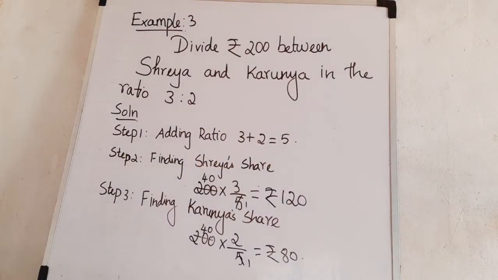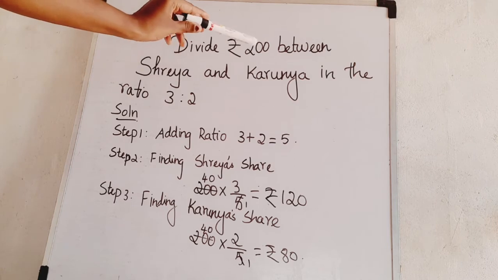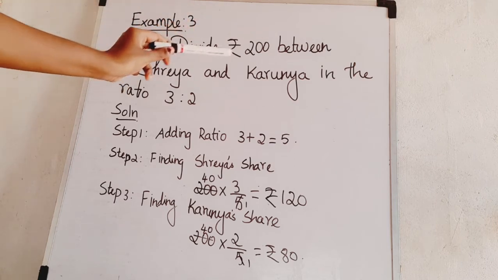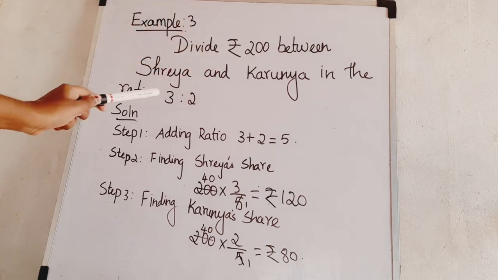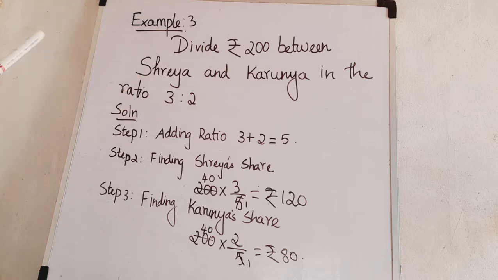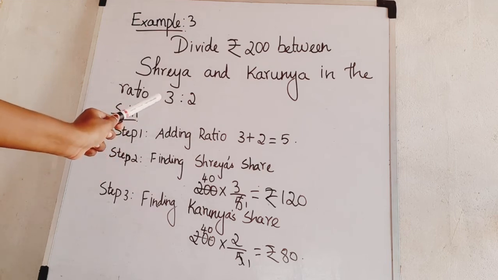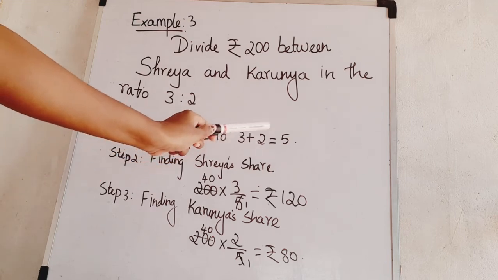So the next one is example 3. Divide rupees 200 between Shreya and Karunya in the ratio 3:2. First, you have to add the ratio. So in step 1 we are adding the ratio, that is 3:2. So 3 plus 2 is 5.